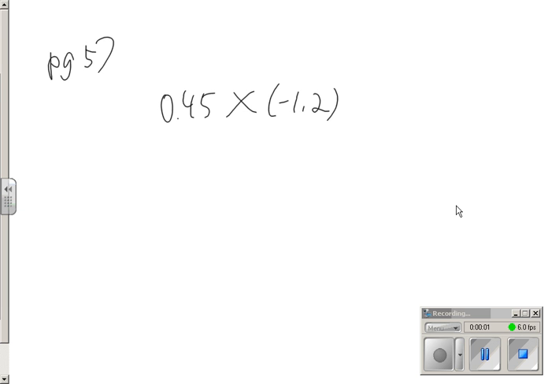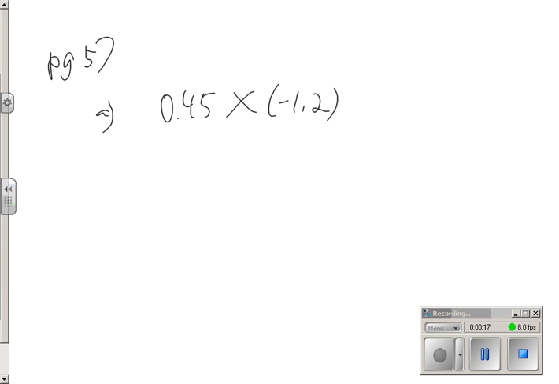Okay, welcome back. Section 2.2, problem solving with rational numbers in decimal form. We're working on example 2 on page 57. In the first example, example A, it asks us 0.45, or 45 hundredths, multiplied by negative 1.2.